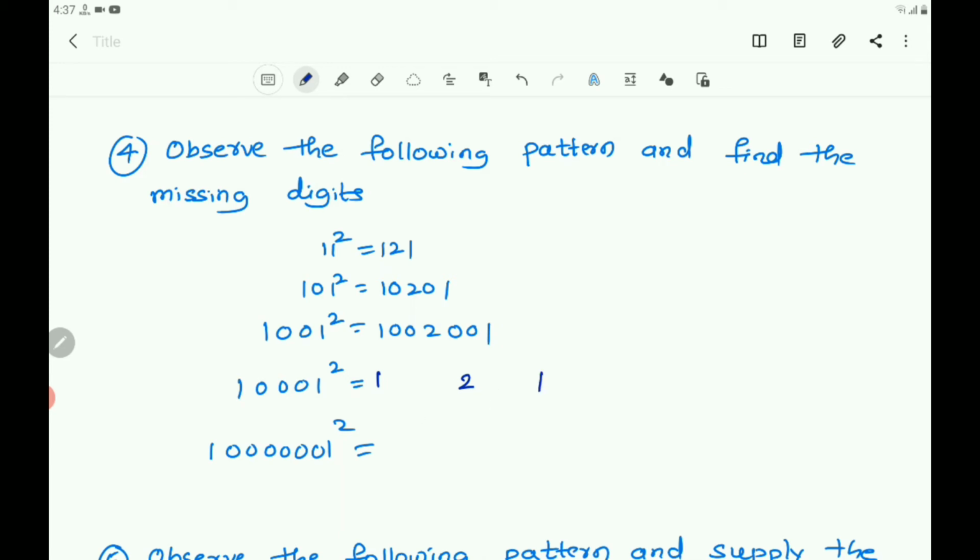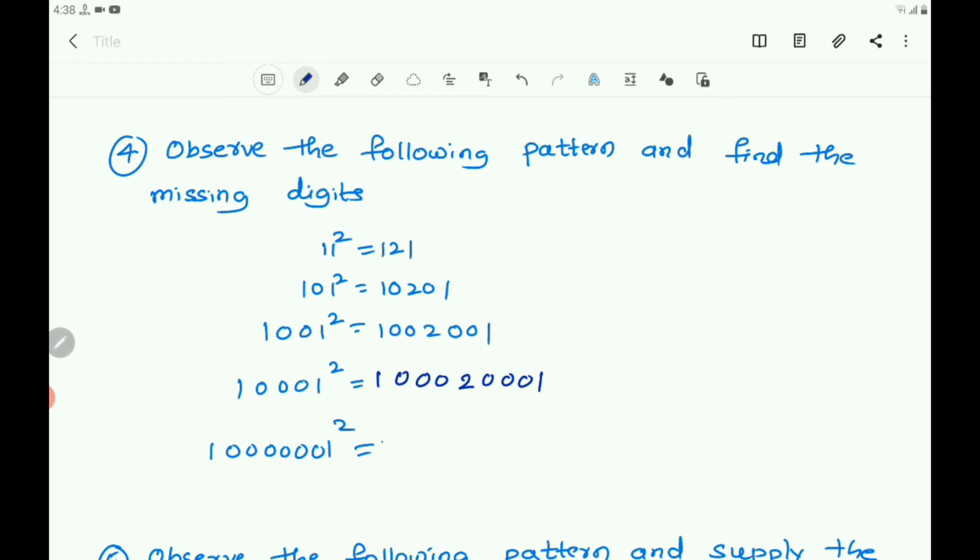So here, how many zeros will come? In the first case, no zeros. In the second, 101 squared, 1 zero is there, so it is 10201. In the third one, 1001 squared, it is 1002001. Next, in 10,000 squared, there are 3 zeros. So we can write 3 zeros here and 3 zeros here. So it is 1000200001.